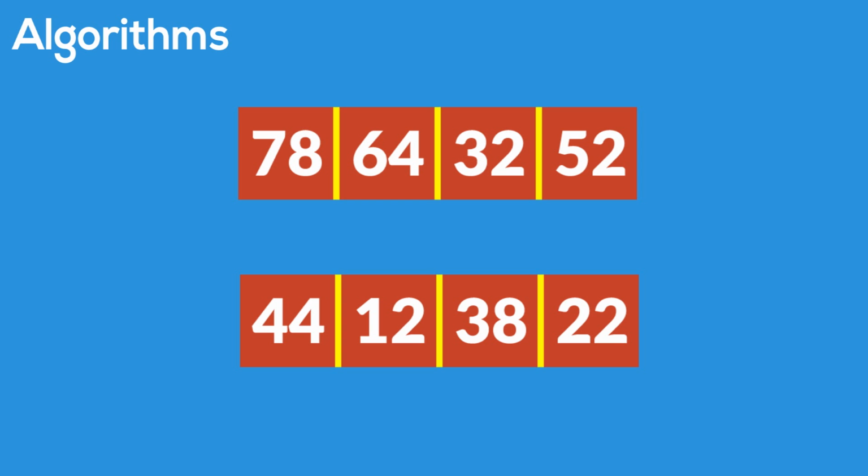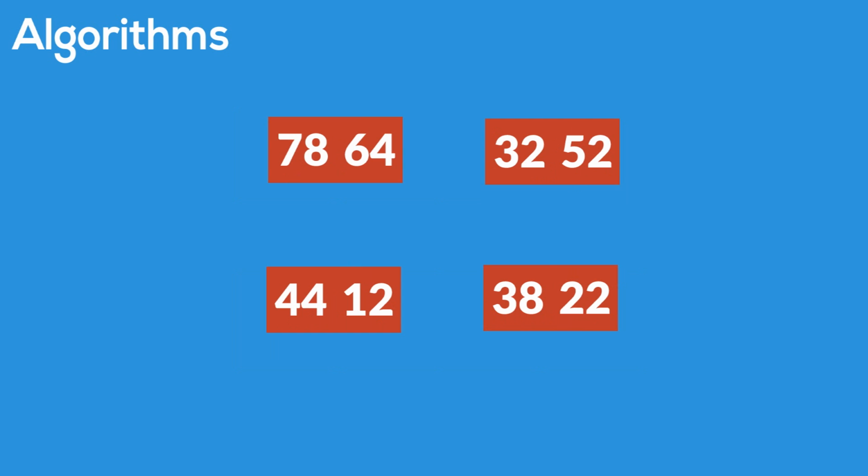Okay, cool, now let's split them again. 78 and 64, 32 and 52, 44 and 12, and 38 and 22. So now we've got 4 pairs of numbers. What are we going to do? We're going to order them. The computer checks if the first number in the pair is greater than or equal to the second number. If it is, it'll put that number last. If not, it'll put it first.